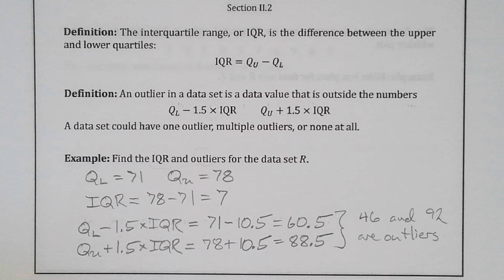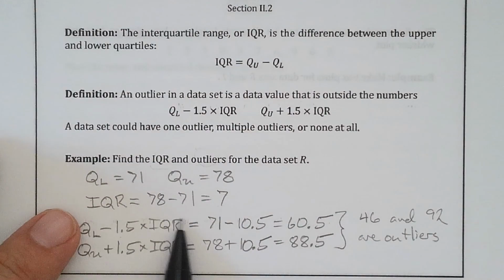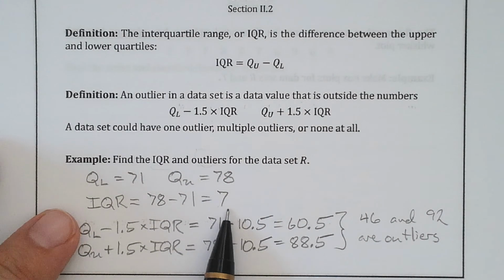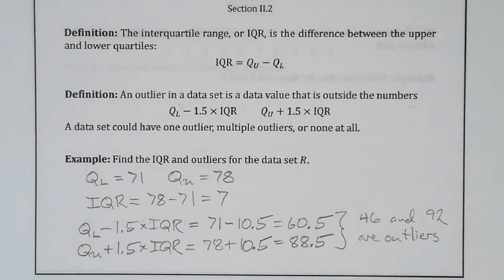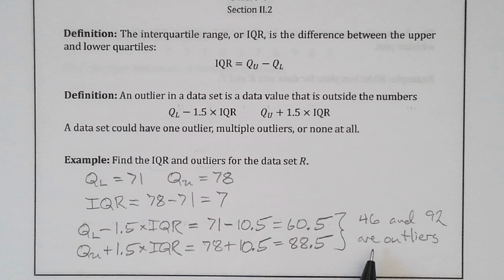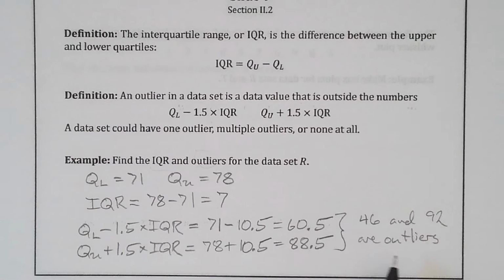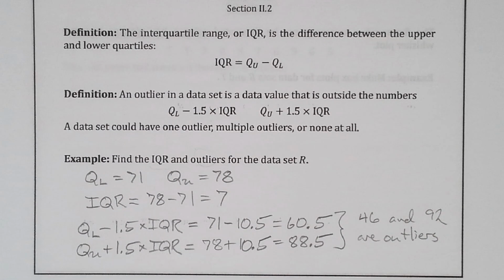So the IQR, basically, it's the range of the middle half of the data. So that's a little bit more of an exact measurement of the spread of the data. You're measuring how packed in is the middle half of the data. And then outliers are scores that are way outside of that. These are the scores that are not typical of the data set, so to speak. They lie way outside the middle half of the data.